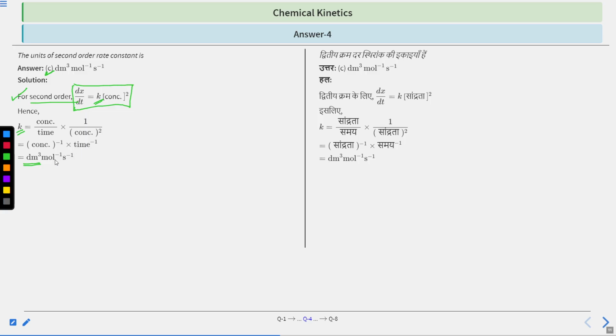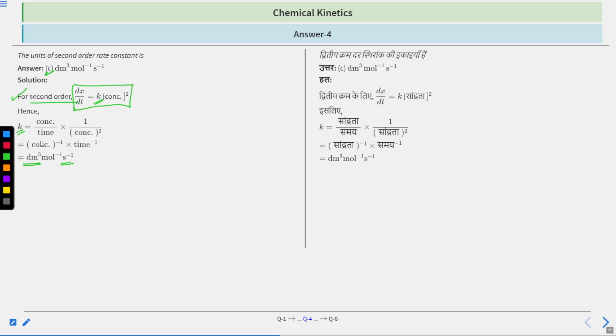For the time, it will be second, right? So for the concentration units, concentration is basically molarity. Molarity is number of moles upon the volume. If you find out the concentration unit, it will be mole per decimeter cubic in terms of decimeter, right? Moles per decimeter cubic. That means mole to the power 1, decimeter to the power minus 3.